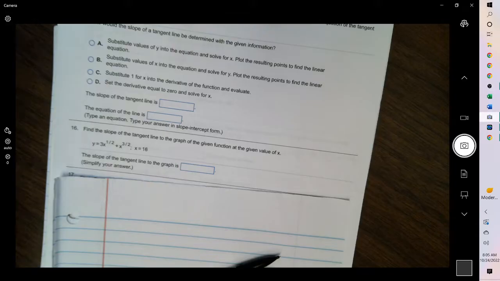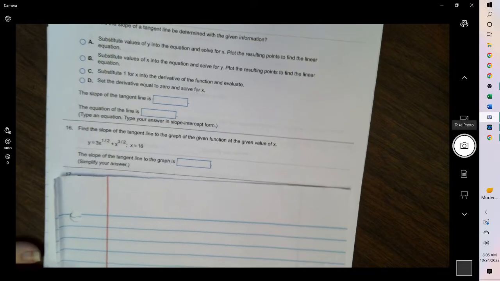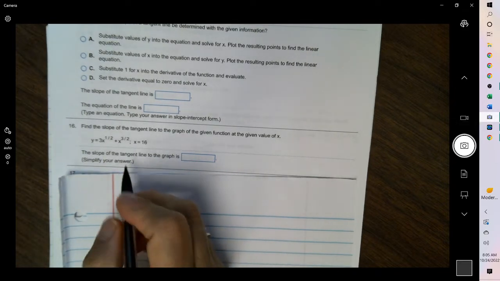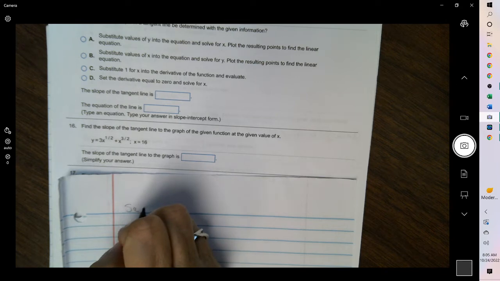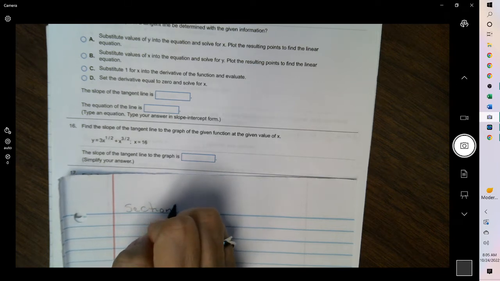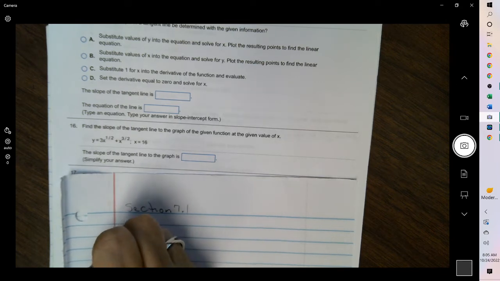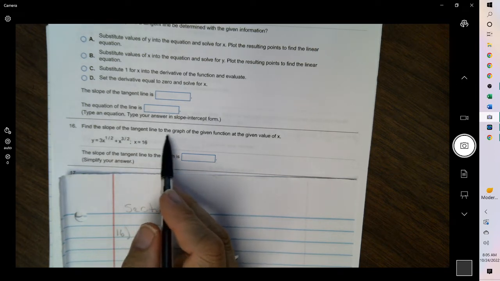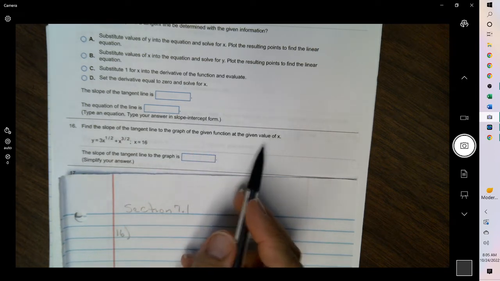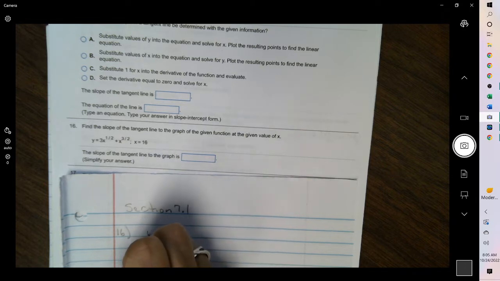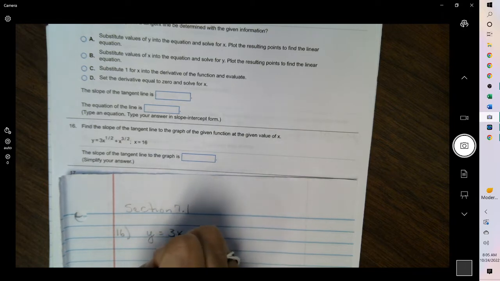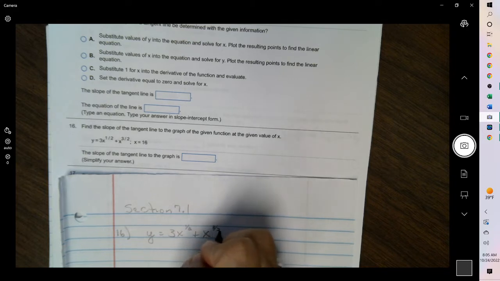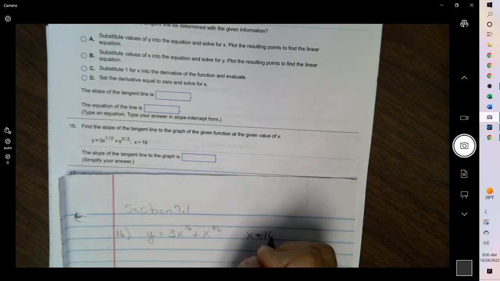Hello. Here are a few problems from Chapter 7 on my math lab. Number 16, this is section 7.1. It says find the slope of the tangent line of the graph at the given x value. So y equals 3x to the 1/2 plus x to the 3/2 and x equals 16.